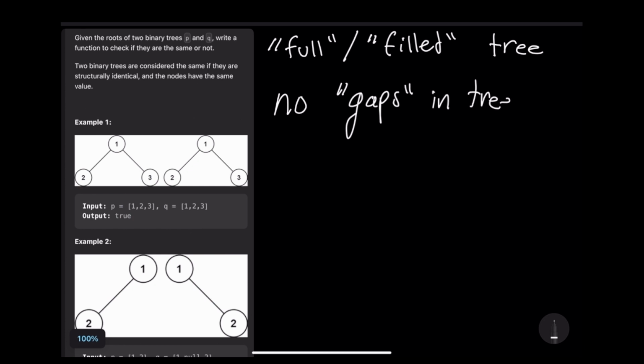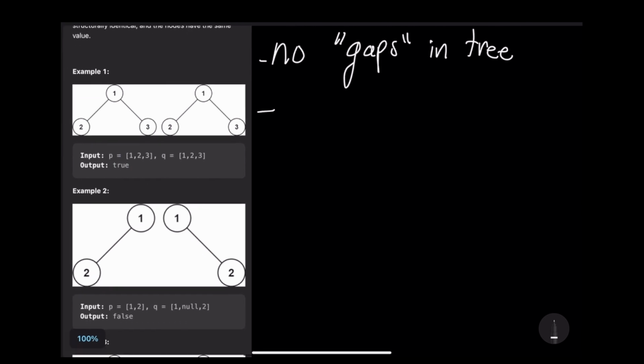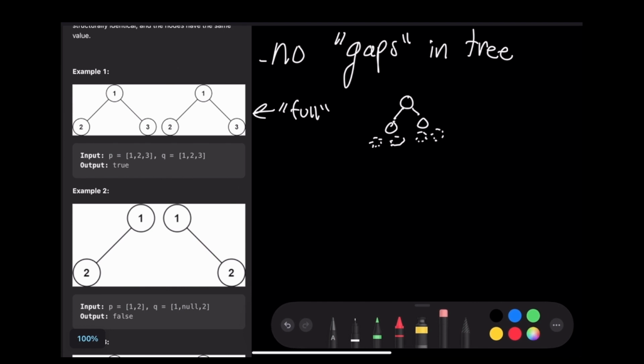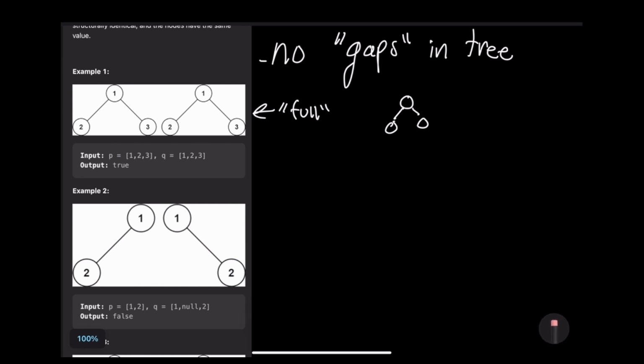No gaps in the tree. And let me illustrate what I mean by that. So if we look at this first case here, this is what I would call a full or filled tree, because it doesn't have any gaps in it. Obviously there are null children down here, right? But without those, the tree is still perfectly full.